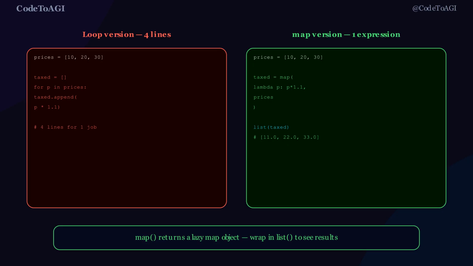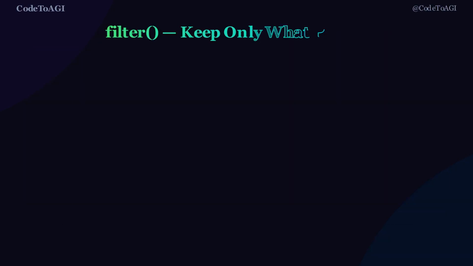Now the map version. Map of a lambda, comma, prices. 1 line. Map doesn't return a list right away. It returns a map object, lazy, memory efficient. Wrap it in list to see the result. Same output. 1 line instead of 4. Rule of thumb. Loop only transforms each item. Reach for map first. Now filter.